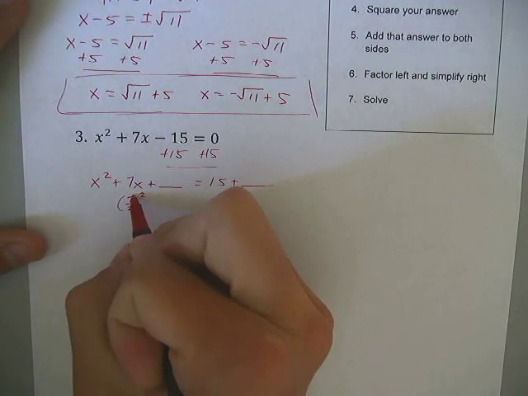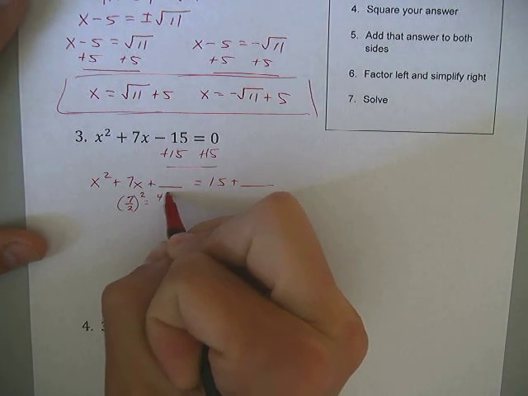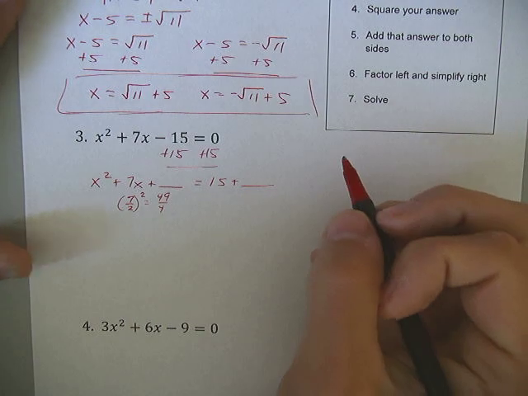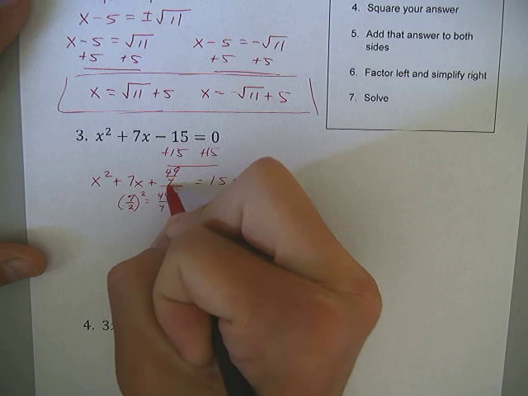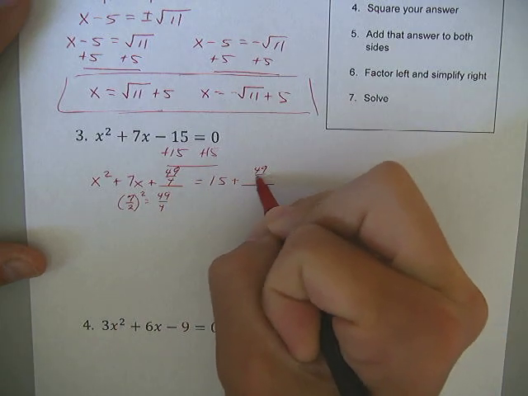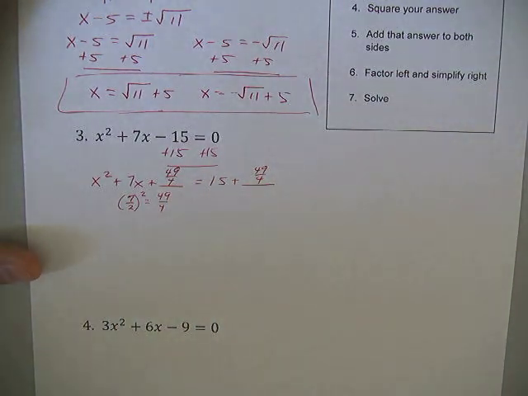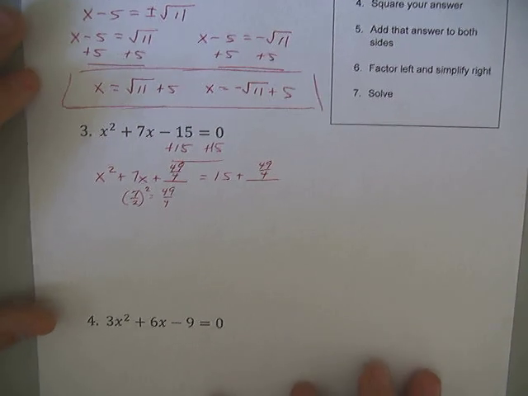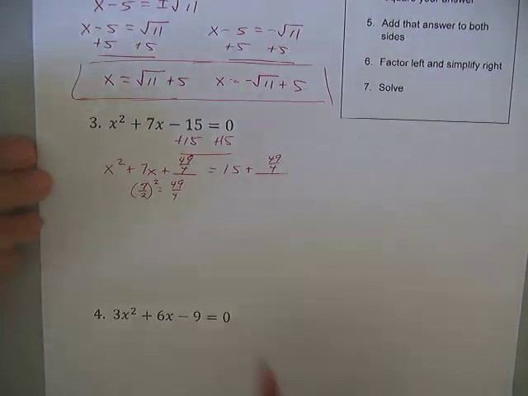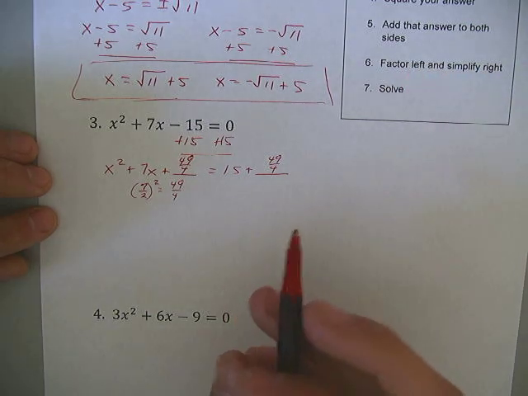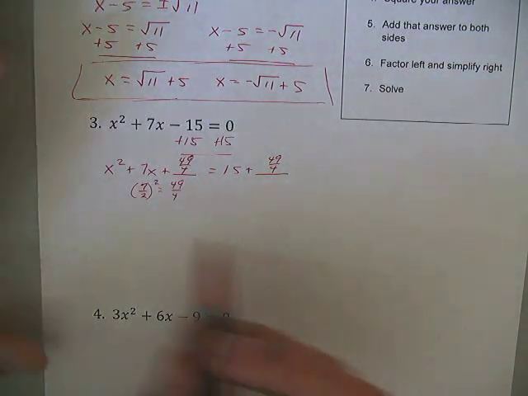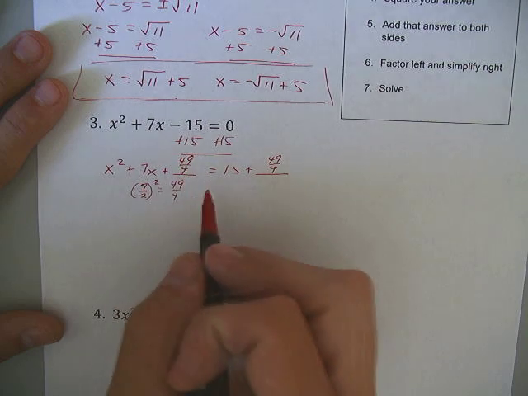X squared plus 7x plus something. Now, this one's a little more difficult. It's 7 divided by 2. Now, that doesn't divide evenly. But then you have to square it. So what do you get? You get 49 over 4. Ooh. Alright, so 49 over 4.